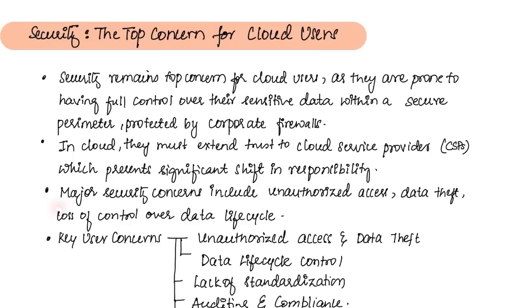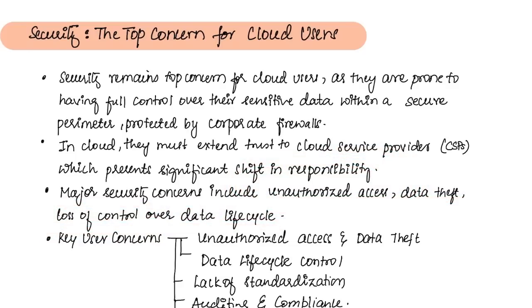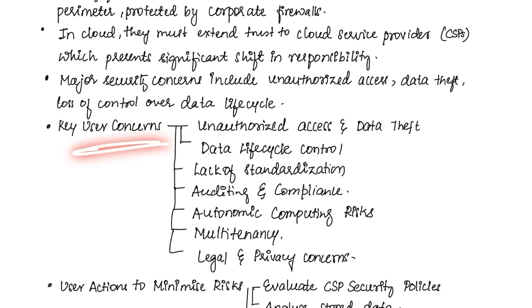So the major security concerns included here are unauthorized access, data theft, and loss of control over the data life cycle. So you might lose the control to access your data. Your credentials might be hijacked, or they might be changed according to the attacker's convenience. So all such threats, all such security concerns can happen with your account or with your cloud storage. We'll look into what are the key user concerns in detail.